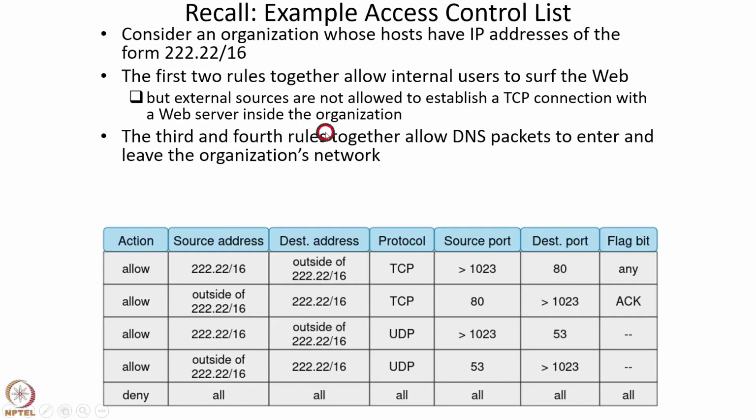So recall the example access control list that we discussed in the previous lecture. There is an organization whose hosts have IP addresses of this form. The prefix is 222.22, and we saw in the previous lecture that the first two rules allow internal users to surf the web, but external sources are not allowed to establish a TCP connection with a web server inside the organization. And the third and fourth rules together allow DNS packets to enter and leave the organization's network.